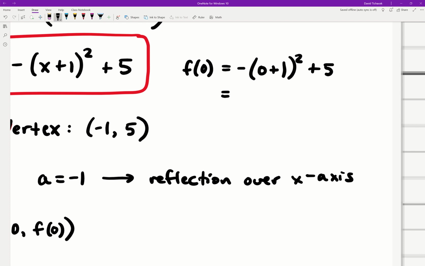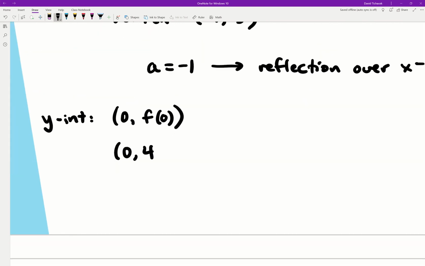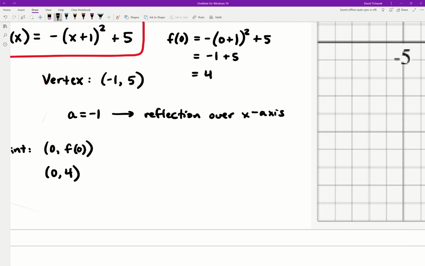figure out here that 0 plus 1 is just simply going to be 1. Square that, you're going to get 1. So this is going to be negative 1 plus 5. And that is going to give us actually 4 here. So the vertex is going to be a point with coordinates 0, 4. And that'll be one of the points that we plot in addition to our vertex here.